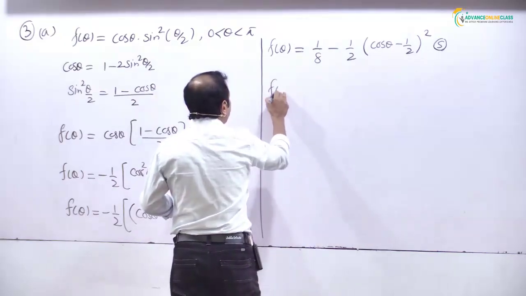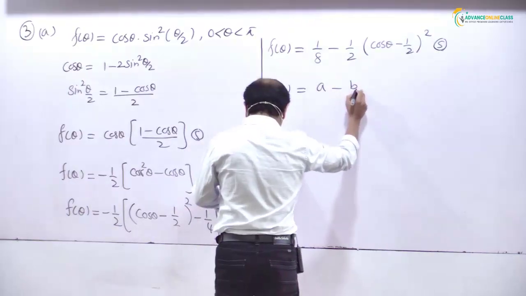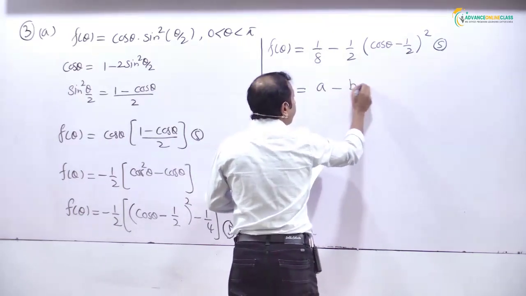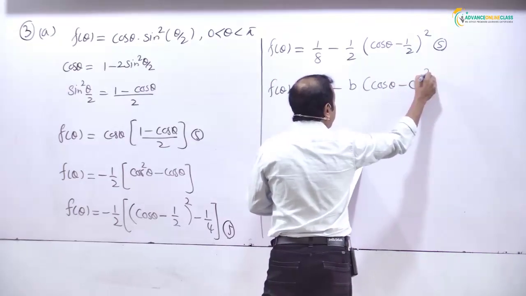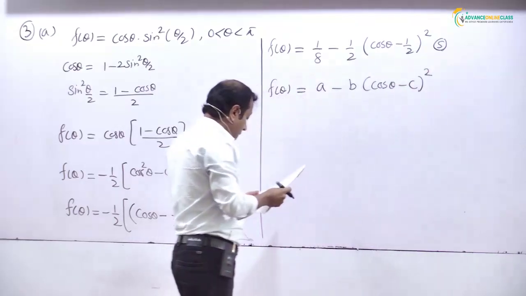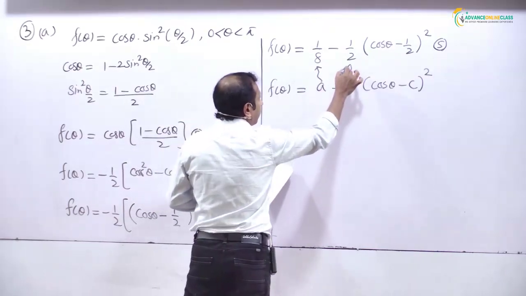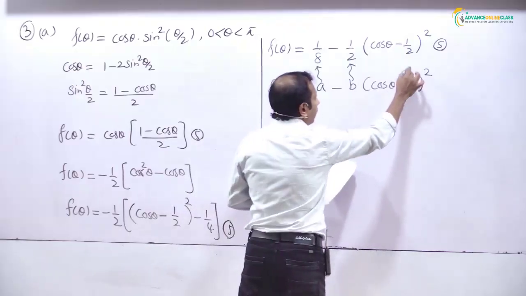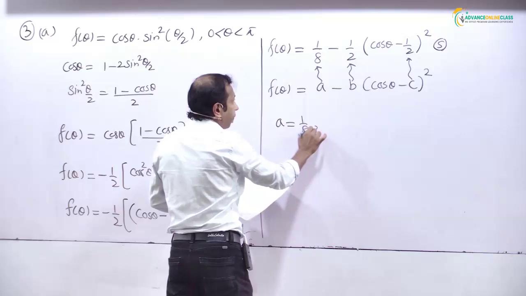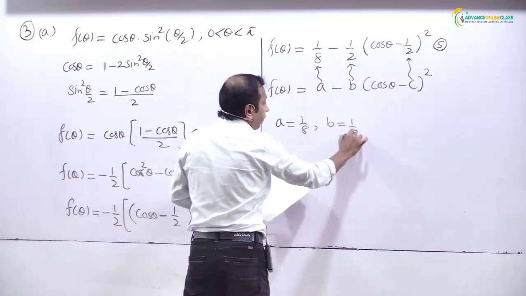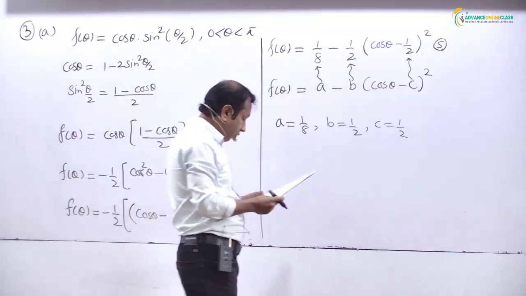Now we have to find A, B, C. We compare this with what? F theta equals A minus B, cos theta minus C perfect square. Then A is 1 over 8, B is half, C is half. This way, 5 marks.